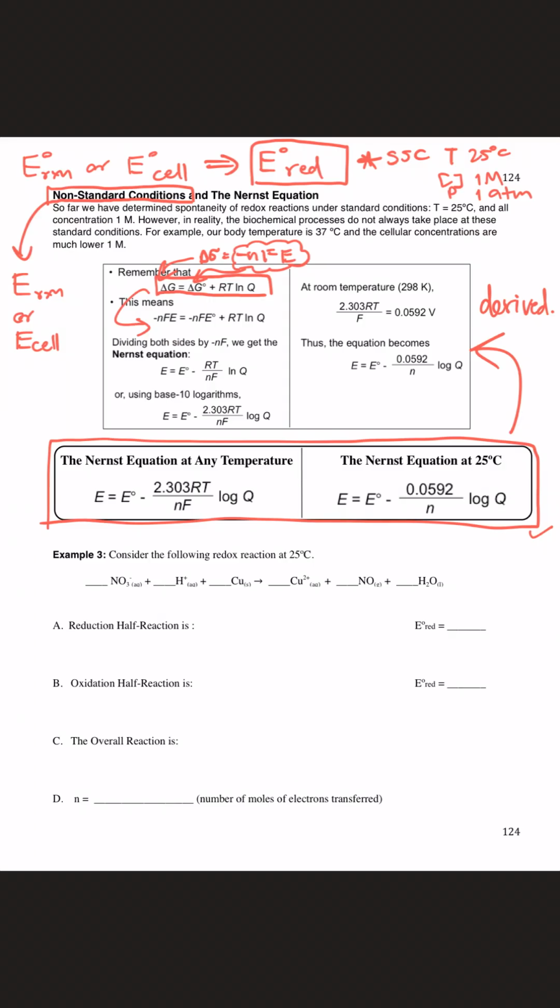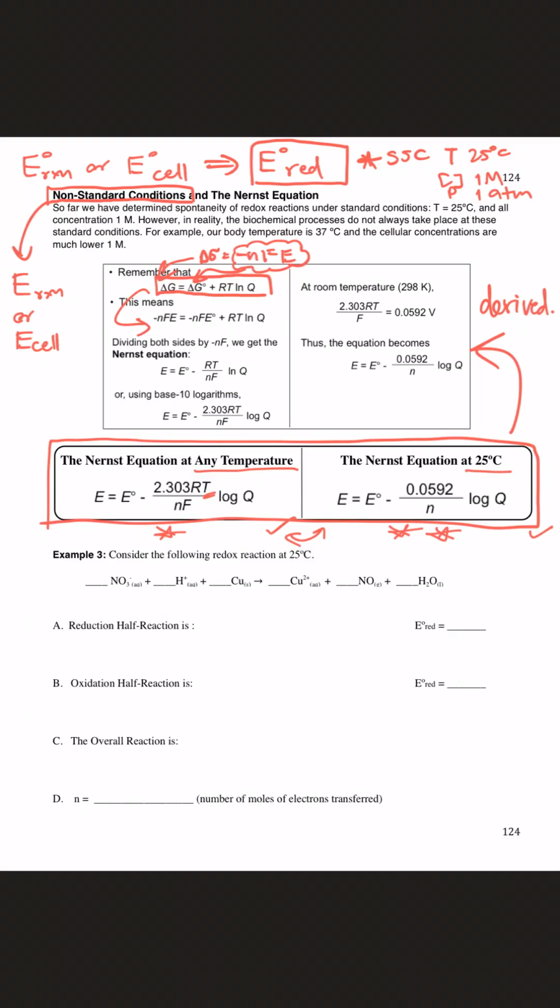Okay, so one is for any temperature, the other is for 25 degrees Celsius. So if you don't want to memorize the one at 25 degrees Celsius, you can just use the one for any temperature, because as long as you convert the temperature to Kelvin, you would get the same answer no matter what. Okay, so pretty much these two are identical, except this one is used specifically for 25 degrees Celsius, but this one is used at any temperature. Again, I'm going to provide both equations on the cover sheet of the exam.